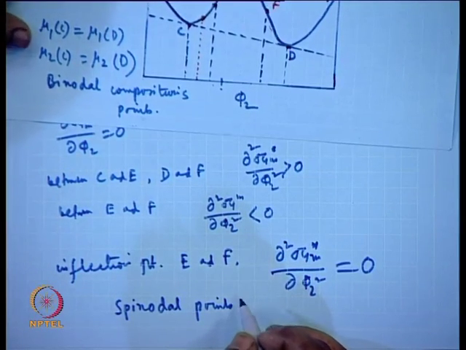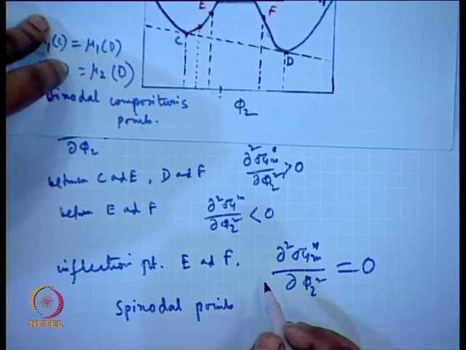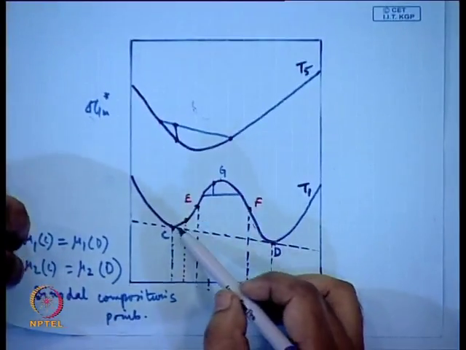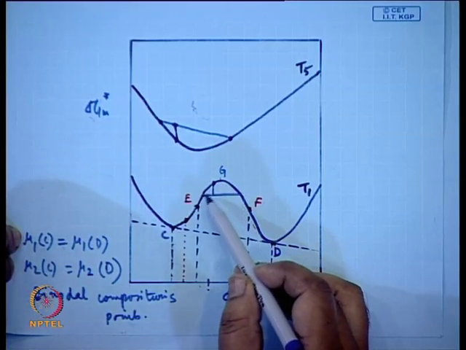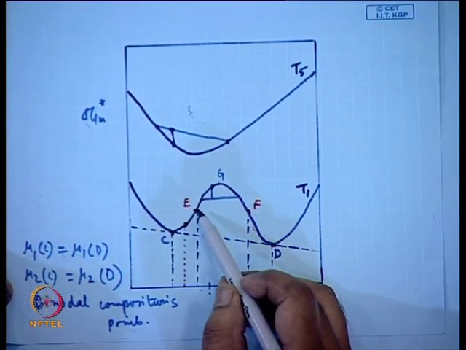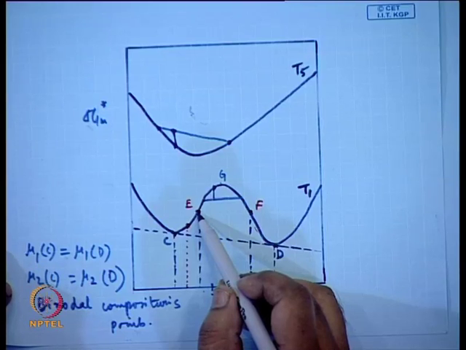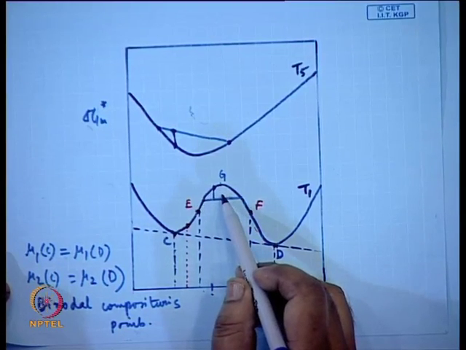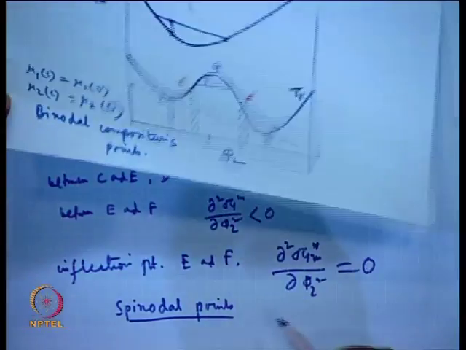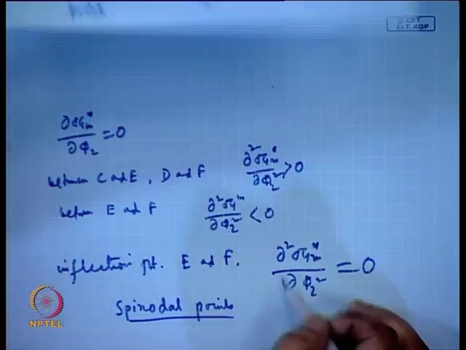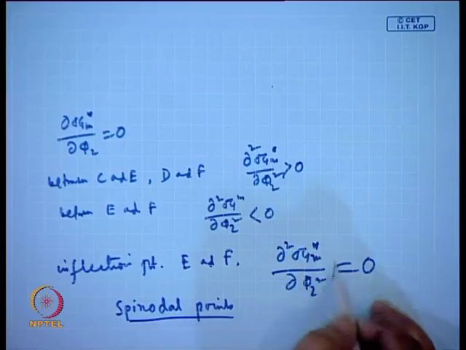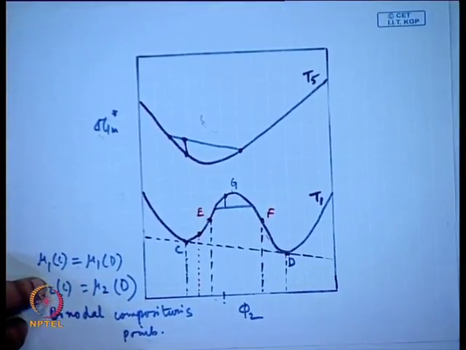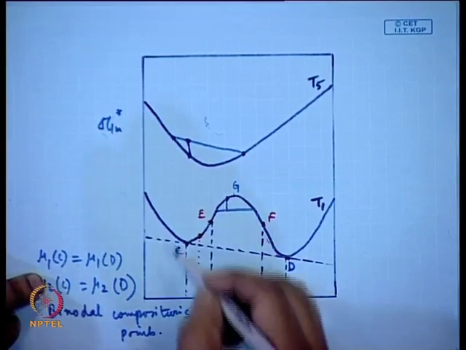Basically, it is the boundary between binodal and spinodal composition. This is the boundary between a metastable and an unstable composition. The inflection point is the boundary between the metastable and the unstable compositions, and this is given by this expression.